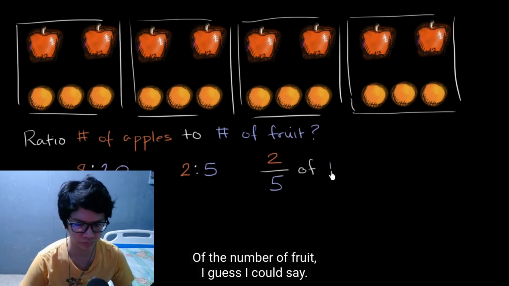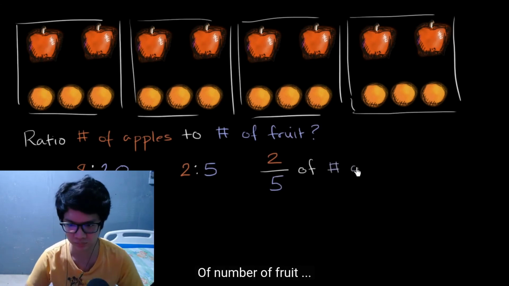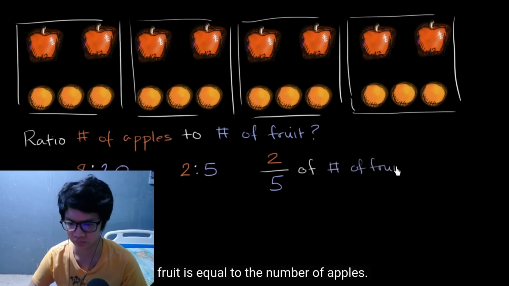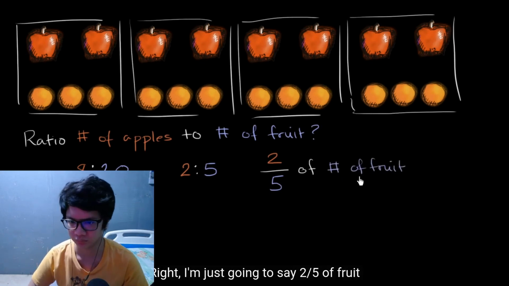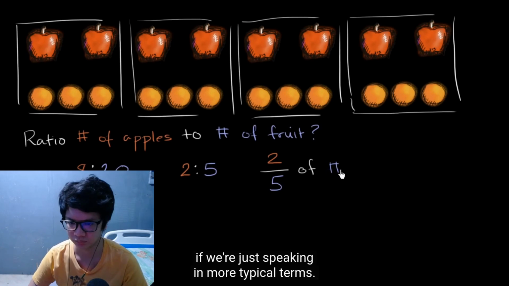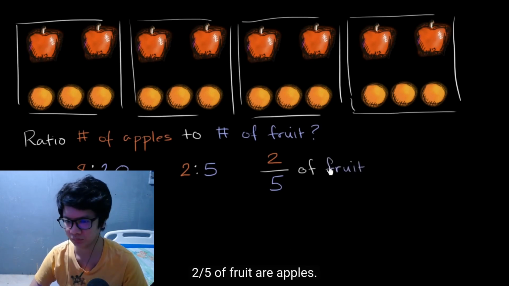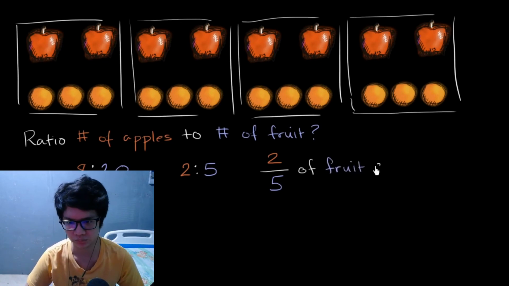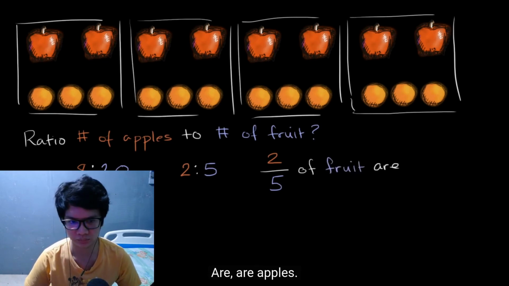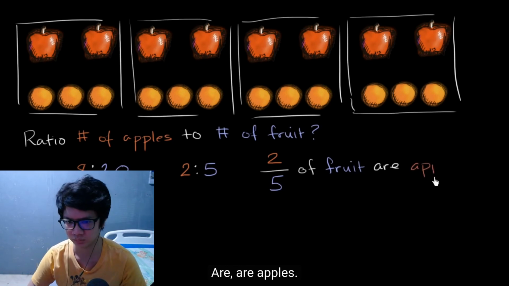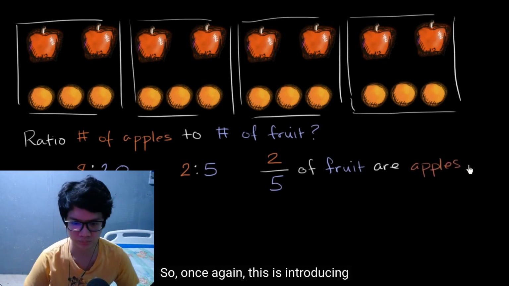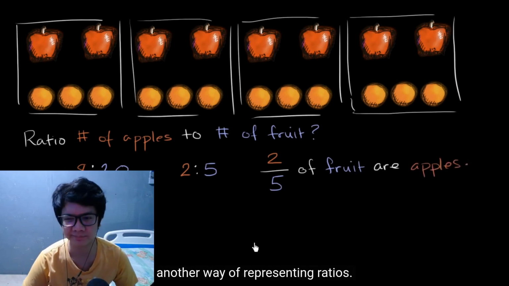So we could say 2/5 of the number of fruit is equal to the number of apples, right? Let me just say 2/5 of fruit, if we're just speaking in more typical terms. 2/5 of fruit are apples. So once again, this is introducing another way of representing ratios.